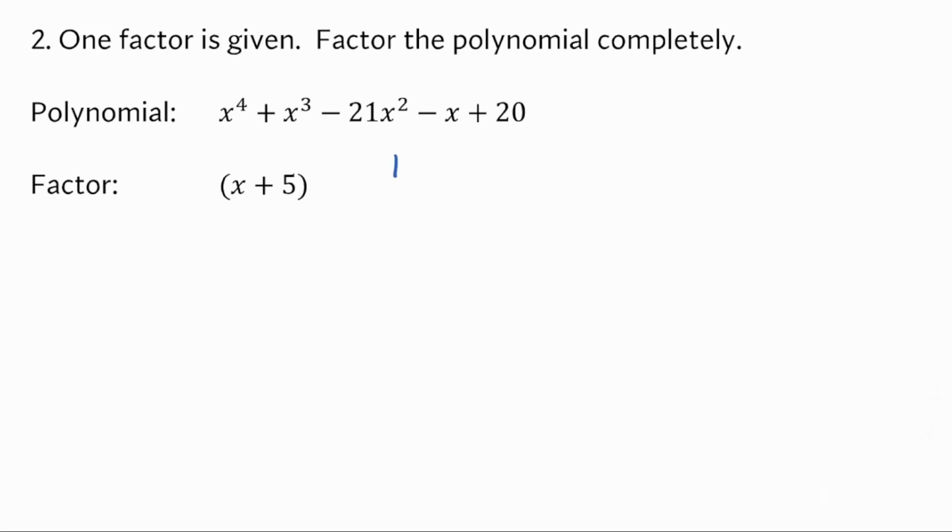So we're going to set up for division. 1x to the 4, 1x to the 3, negative 21x to the 2, negative 1x, and positive 20. We're going to divide by x plus 5.